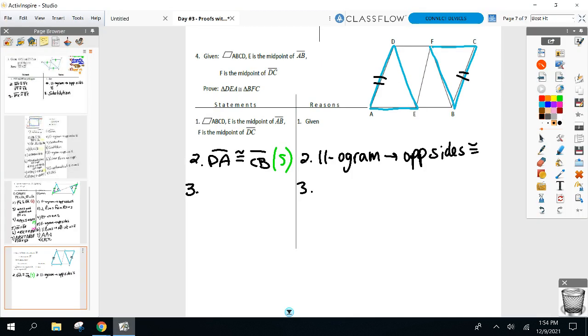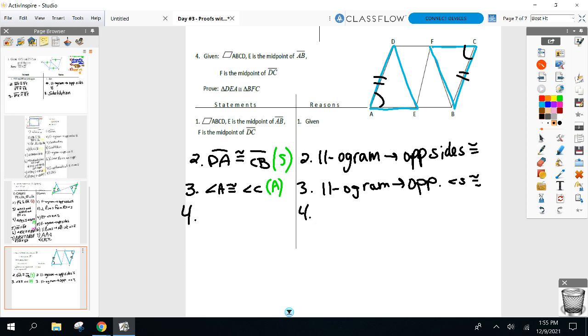Another pair? Angle A is congruent to angle C. Yes, yes, yes. Angle A congruent to angle C. Parallelogram implies, ooh, we haven't used this one today. Actually, we have. Never mind. We used it in the first one. Opposite angles congruent. Put a little A in there. Ooh, is this really an honors level proof? Or am I just trying to hype it up too much?